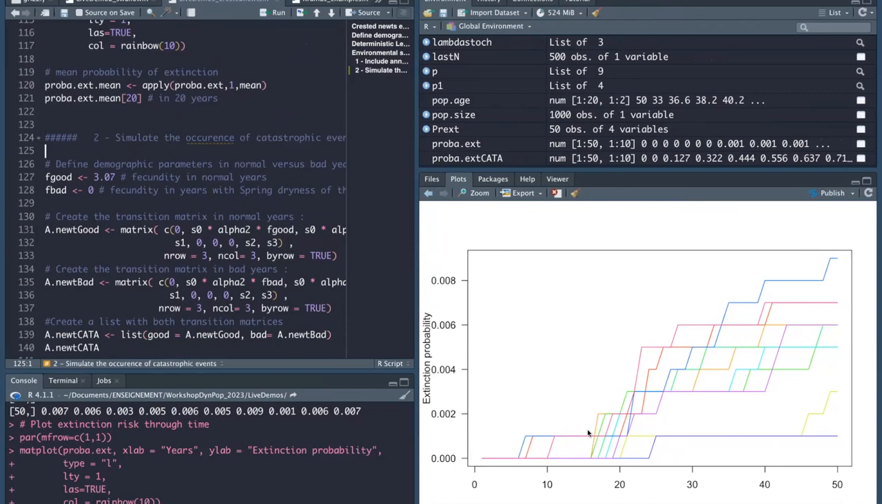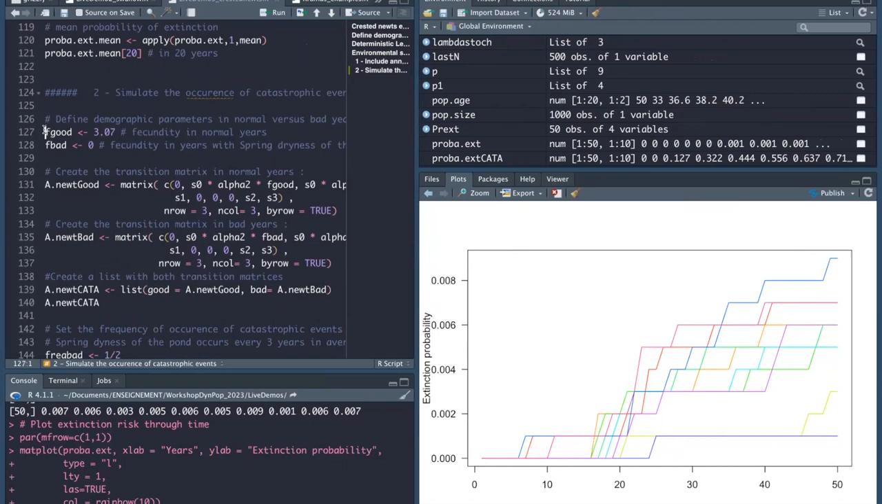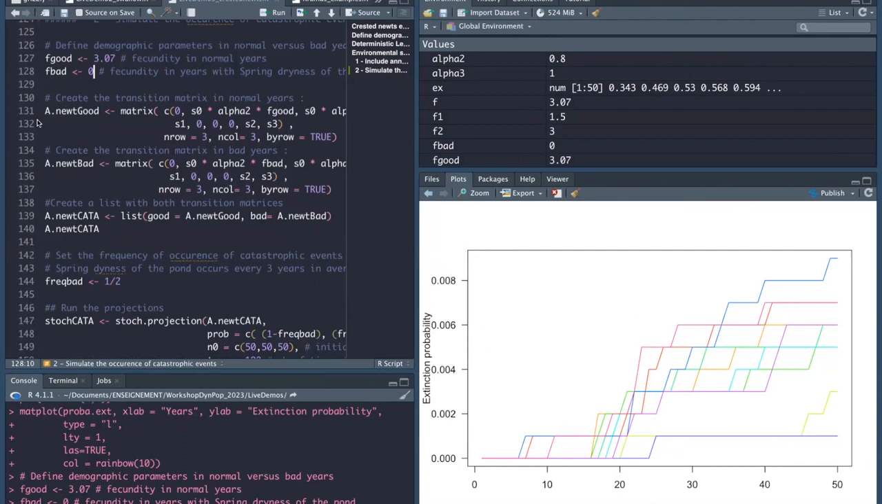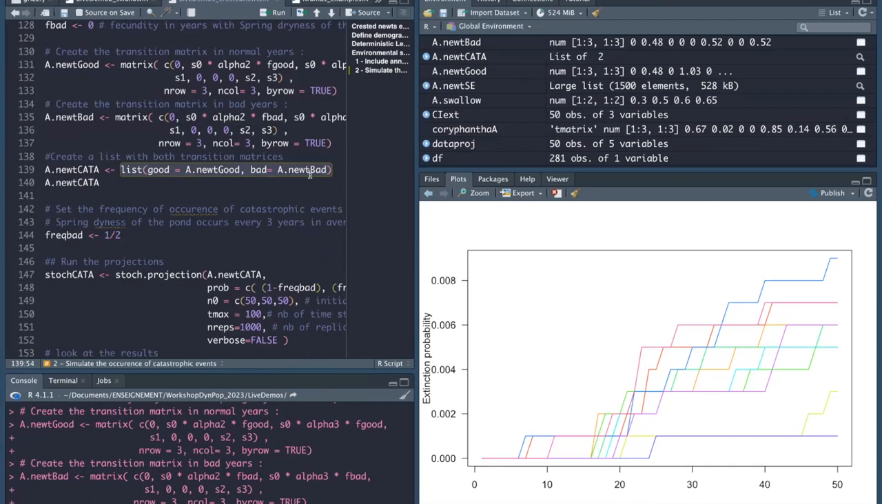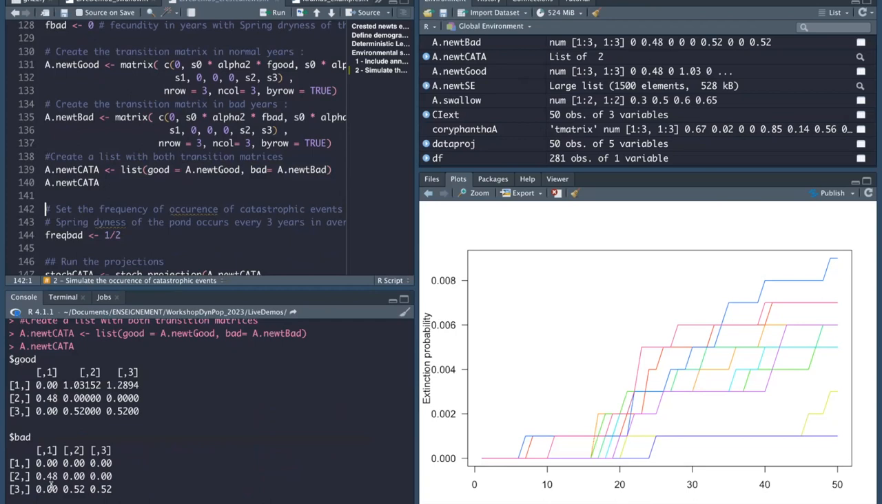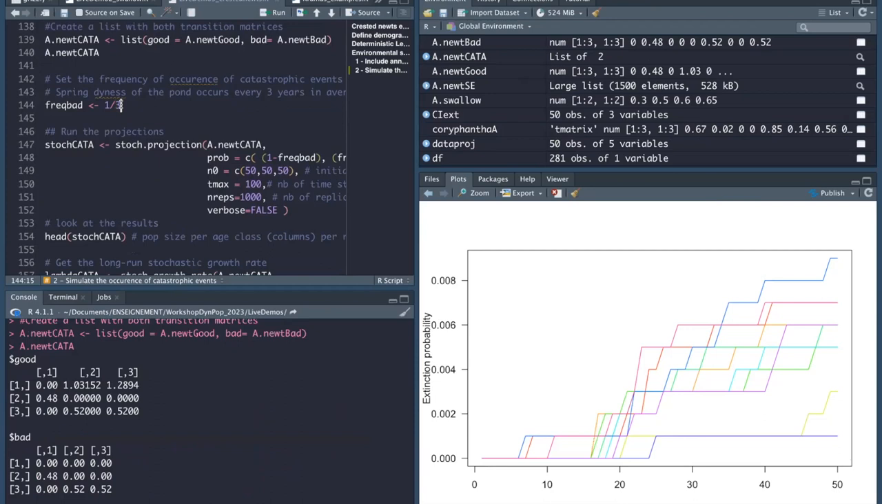That was the first example, when we generate parameters around the mean value. And now let's do the good and bad years. So very bad reproductive success, null reproductive success in years with a severe drought. We use these two good and bad matrices. We pile them up here in a list with the good year and bad year together in the same object. And let's say that at the time of the monitoring, it was one year out of three that had a severe drought.